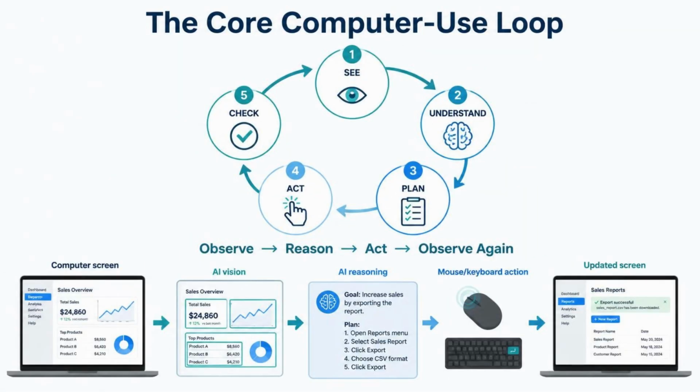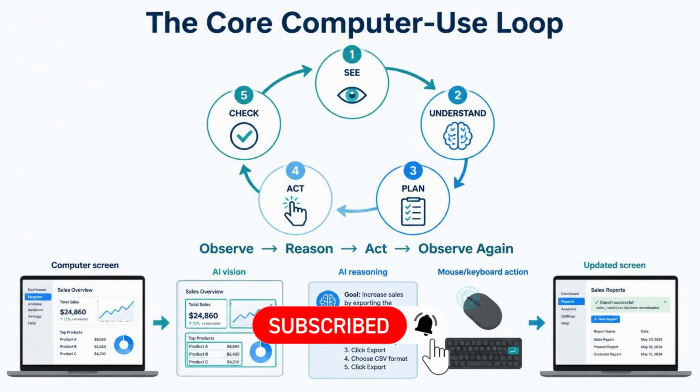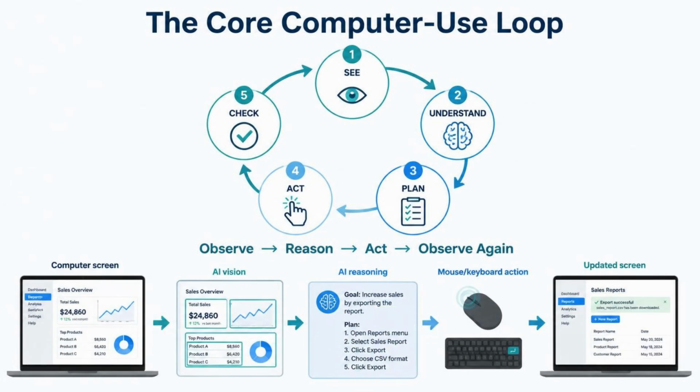The easiest way to understand computer use AI is through one simple loop. See, understand, plan, act, check, and repeat. First, the AI observes the current state of the computer. Then it tries to understand what it is seeing. Next, it decides what action should happen. It performs that action using something like a mouse or keyboard interaction. Then the computer changes. The AI observes the new state, and the process starts again. This feedback loop is one of the most important concepts behind computer use AI.